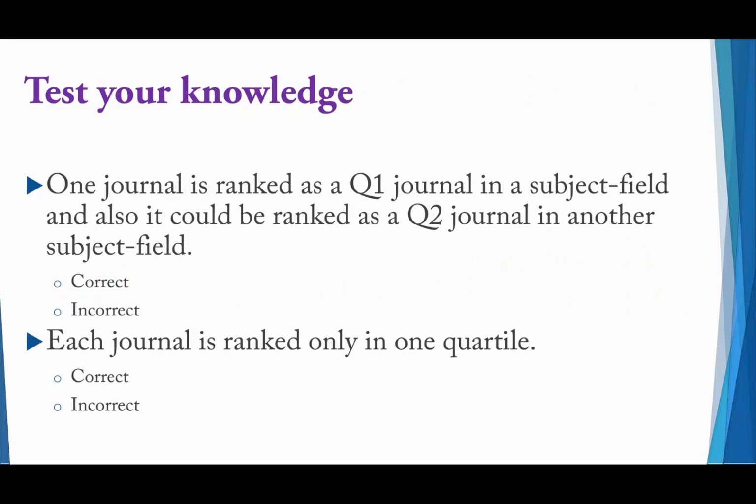Test your knowledge. One journal is ranked as a Q1 journal in a subject field, and it could also be ranked as a Q2 journal in another subject field. This statement is correct. Each journal is ranked only in one quartile. This statement is incorrect.